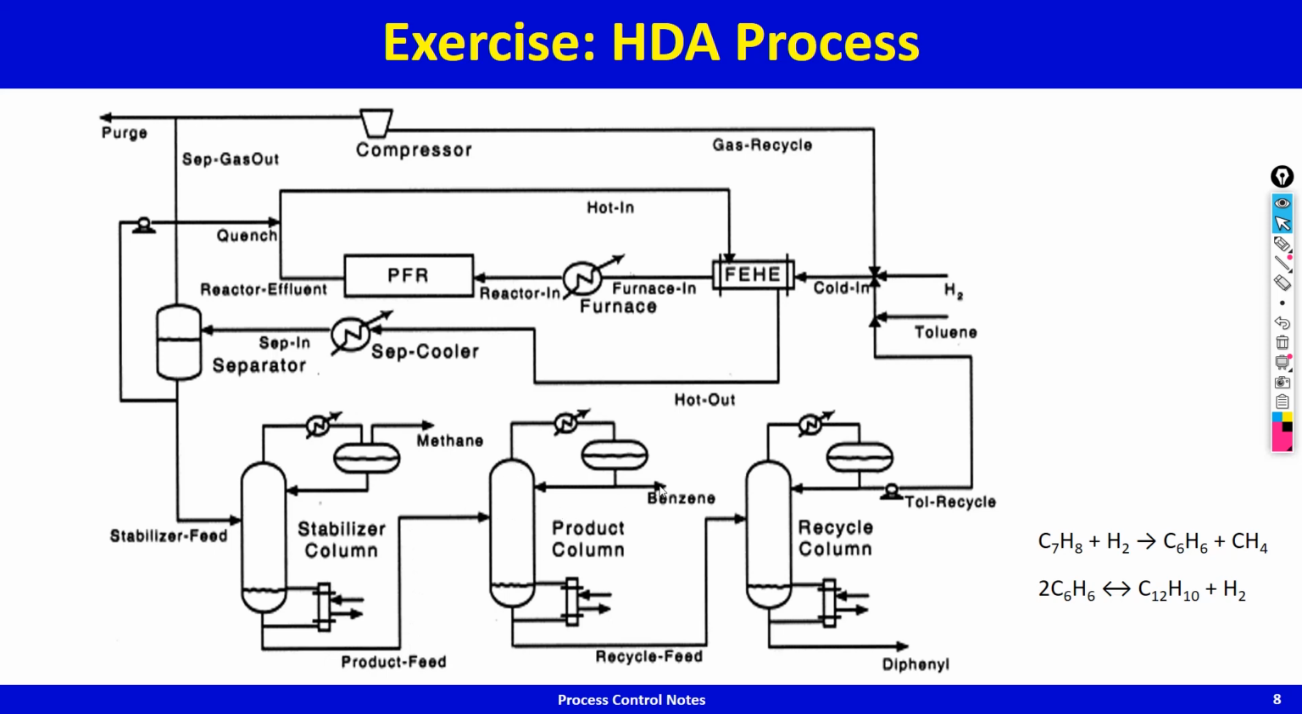In the product column, you take out benzene at the top, because benzene is light. Toluene and C12 go down the bottom. Then you go to the recycle column. C7 being lighter goes up the top, C12 is recovered down the bottom, C7 is recycled, and that's your process right there.